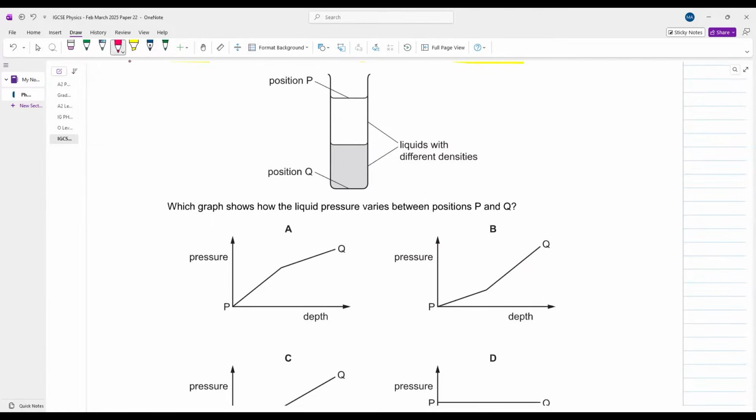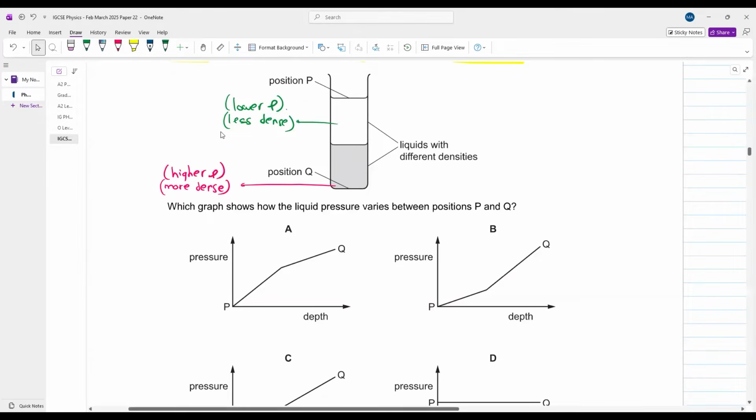Now always remember the liquid at the bottom side. The liquid at the bottom is more dense, or you can say it has a higher density. The liquid at the bottom will always have a higher density or will be more dense. However, the liquid at the top will be less dense and will have a lower density. ठीक है, liquid at the top will have a lower density, it will be less dense. Perfect. Which graph shows how the liquid pressure varies between position P and Q?